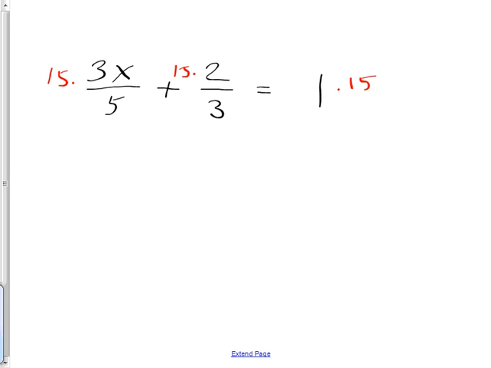And I like to do it this way, where I change my 15 into 5 times 3. And I change my 15 into 5 times 3. And then the cool part is, then lots of canceling. 3 times 3 makes 9x plus 5 times 2 is 10 equals 1 times 15 is 15. And now, from there, super easy. Subtract 10, divide by 9, done. You get that? Clearing fractions, it's called.